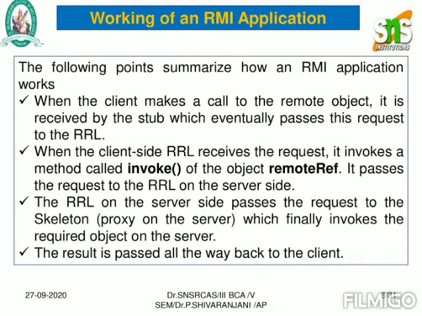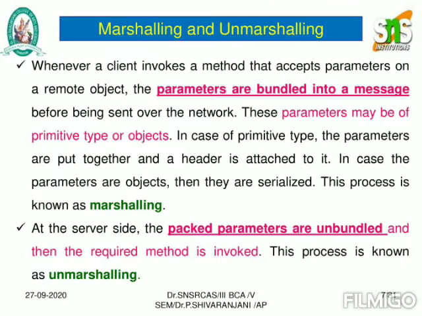Before getting into the flow of connection establishment between the client and the server, we need to know two different types of process: one is called the marshalling process and the other is called the unmarshalling process. Whenever a client invokes a method that accepts a parameter on the remote object, the parameters are bundled into a message before being sent over the network.